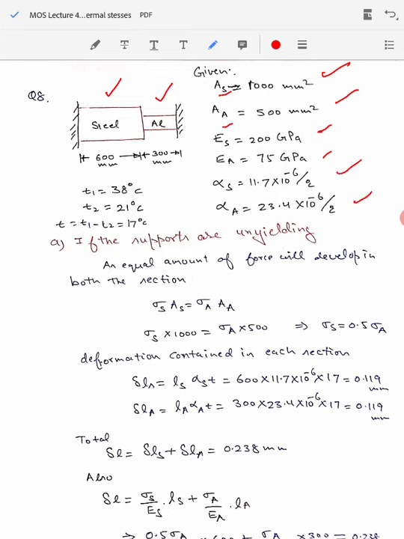You have also been given the value of alpha S and alpha A. You can see that alpha A is far greater than alpha S, and both the values are available to you. You have also been given the change in temperature. So temperature is changing from 38 to 21 degrees Celsius, causing a fall in the temperature of magnitude 17 degrees Celsius.